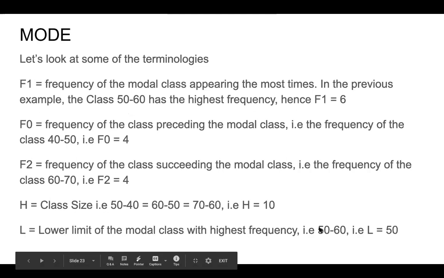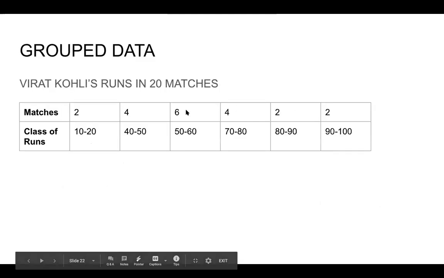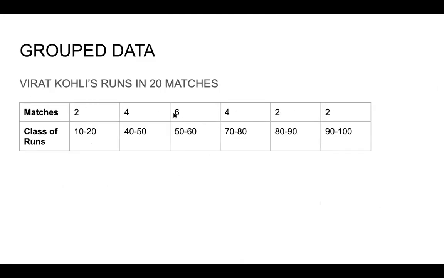Finally, the last term that we need to understand is L. L is called the lower limit of the highest frequency class. Which is the highest frequency here? It is 6. So which is the class corresponding to it? It is 50 to 60. Now what is the lower limit of 50 to 60? It starts from 50, 51, 52, 53, 54, 55, 56, 57, 58, 59. So this class has these 10 numbers.